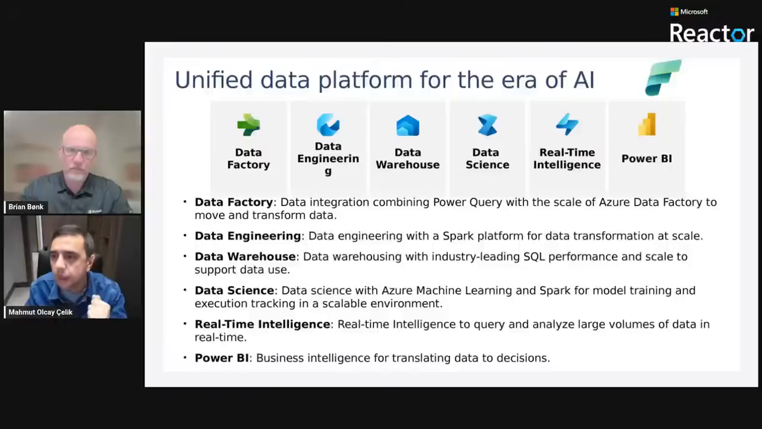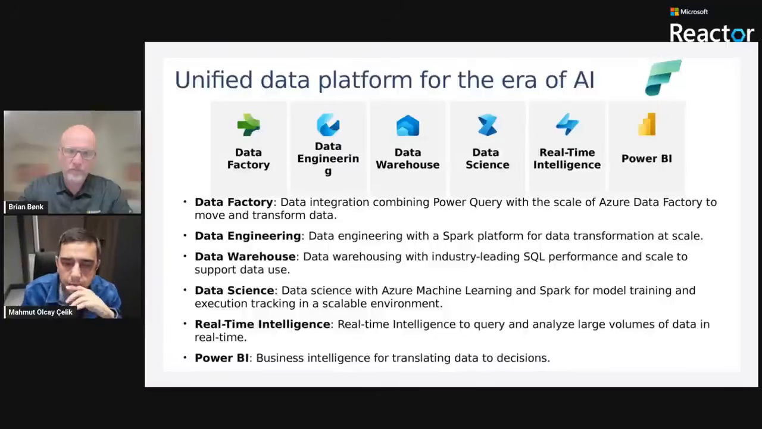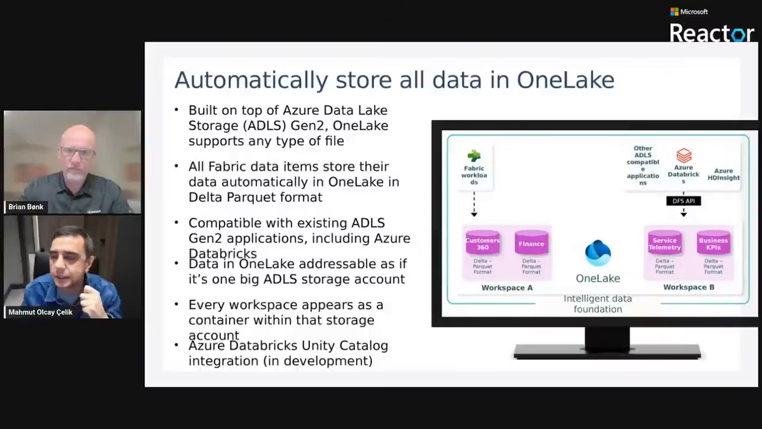It has six main workloads, which are Data Factory, data engineering, data warehouse, data science, and RTI, which is real-time intelligence. And already everyone knows we love Power BI. It's the number one business intelligence tool for translating data to decisions. We are also going to have important subjects like Copilot and data agents inside Microsoft Fabric.